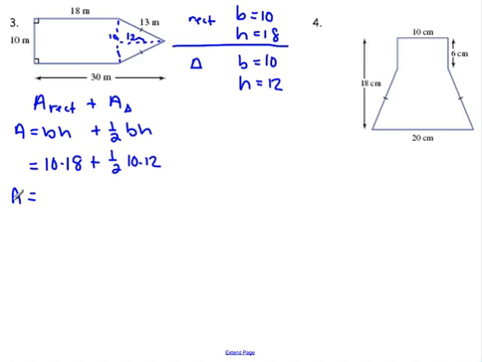Lastly, I'll just put this all into my calculator, and when I calculate this, this is 180 plus 1/2 of 120, which would be 60, so I should get 240. These would be square meters.